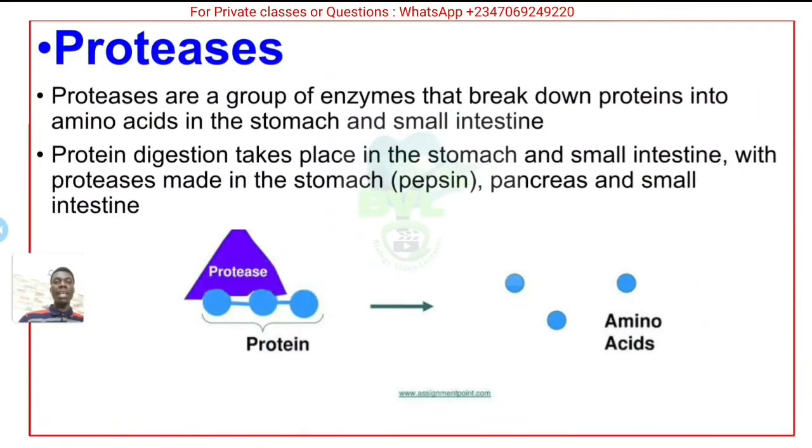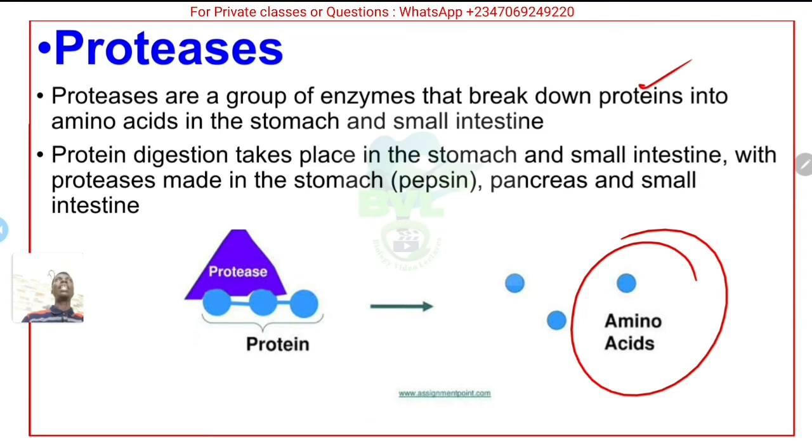Then the next type of enzyme is proteases. Proteases are a group of enzymes that, from the name, work on protein. What do they break protein down into? Into amino acids, so to say. But let me say, they don't just break down protein into amino acids straight away. It goes through stages from protein to polypeptides to peptones and the like, into peptides. I'm going to show you a slide that will show you that in a minute.